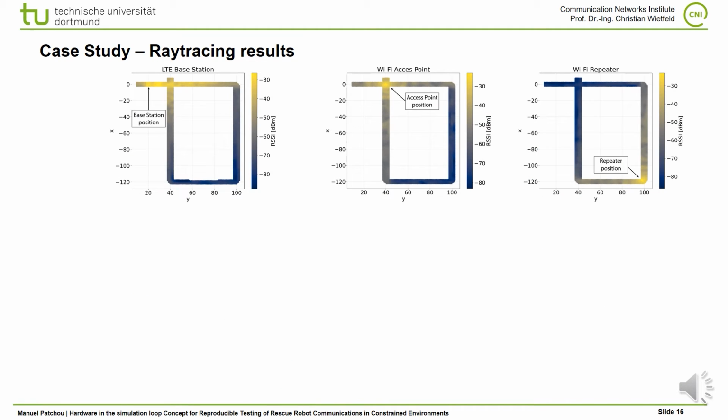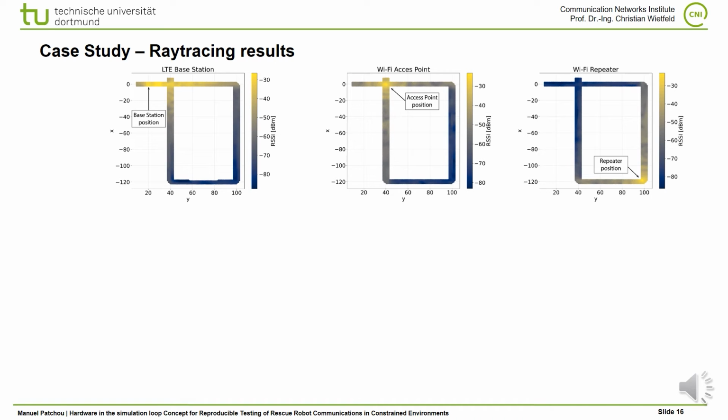Here we can see the raytracing results generated by Reprod for the signal strength of different communication technologies in the provided tunnel scenario. The locations of the access points are easily noticeable. The LTE base station, for example, is located before the tunnel entrance in the staging area, while the Wi-Fi access point is located at the first cross just after the tunnel entrance, and the Wi-Fi repeater is deployed in the lower right corner of the tunnel.